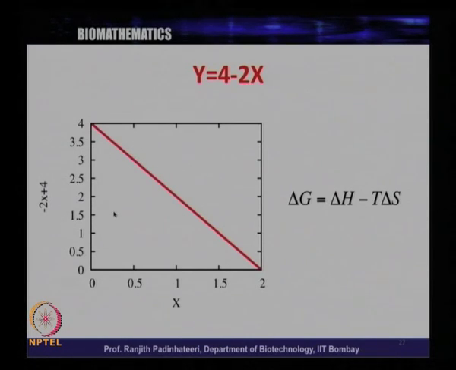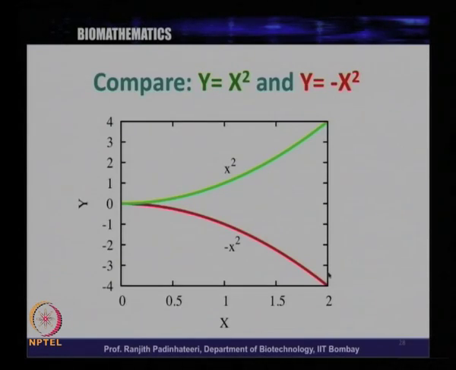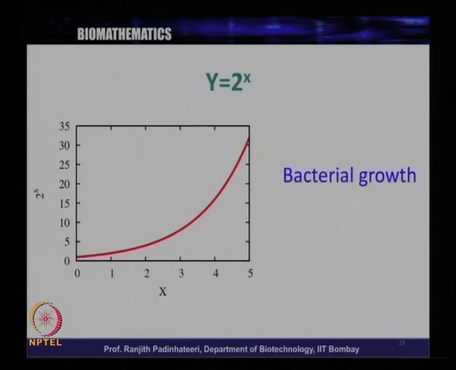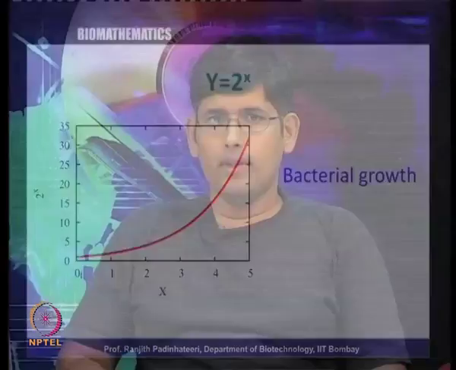Such functions are useful in different contexts, and we will learn more about these functions later. Another function is y equal to x square and minus x square. If we compare, minus x square decreases with x. So, you have many such functions which decrease with x. Now, let us look at some more functions which are very often seen in biological systems.